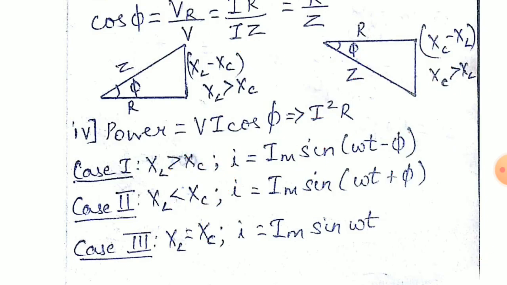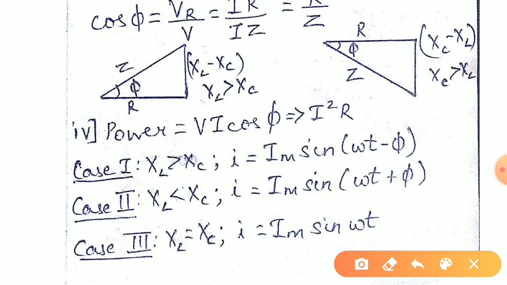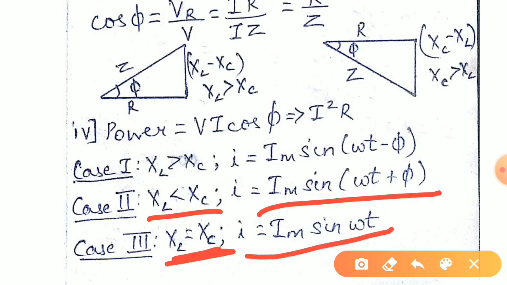Now when we have RLC circuit, then there are three cases that can occur. The first case is XL is greater than XC, that is I will be equal to Im sin omega t minus phi. If we have XL less than XC, then I will be Im sin omega t plus phi. But if XL and XC both are equal, then current value will be equal to Im sin omega t.